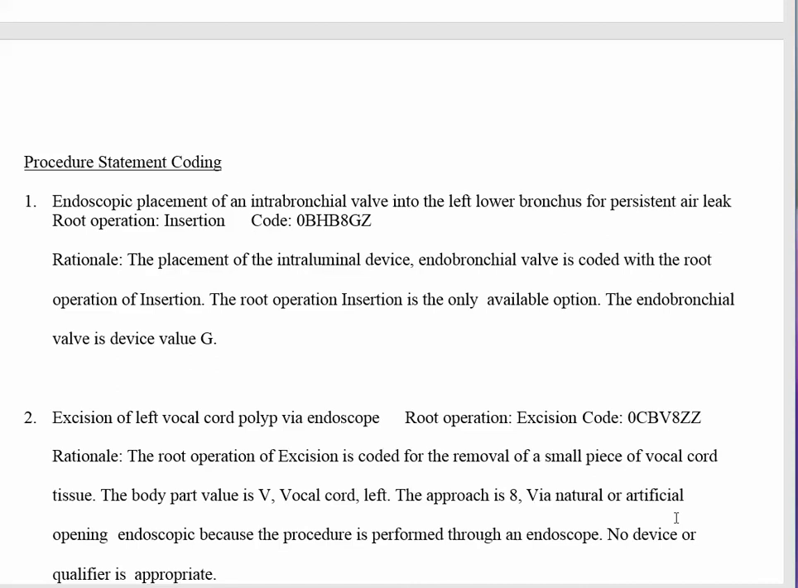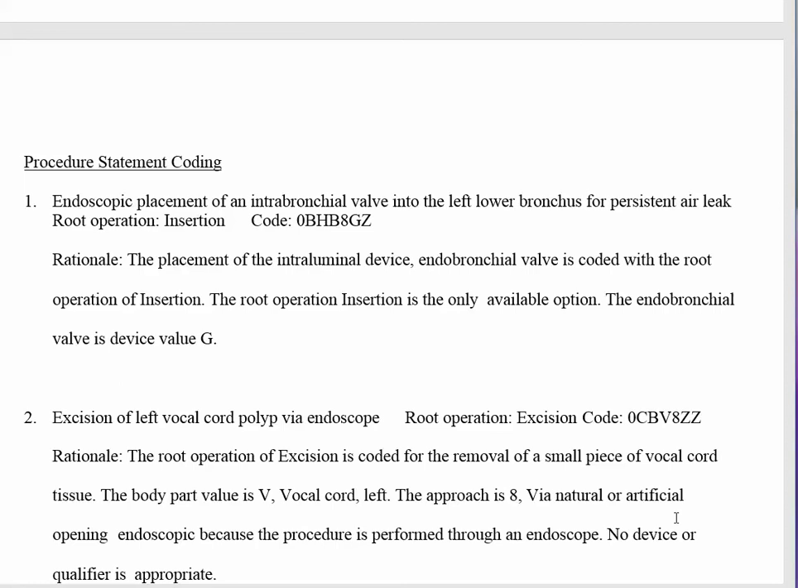Okay, so moving on, we now have the procedure coding statements. There's 10 of them. For some of them, I think I typed it out pretty much directly. Some, like number 5, I think I abbreviated a little bit in terms of the exercise statement. But for number 1, in your textbook, it says endoscopic placement of an intrabronchial valve into the left lower bronchus for persistent air leak.